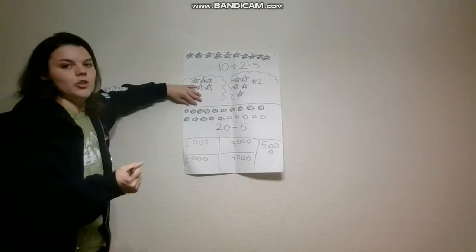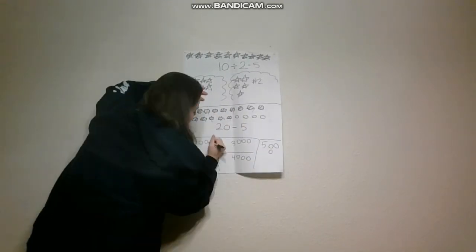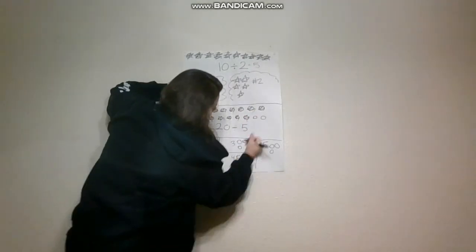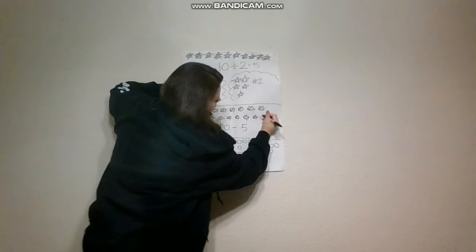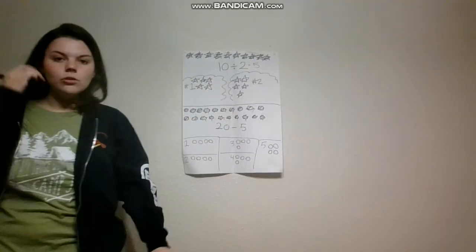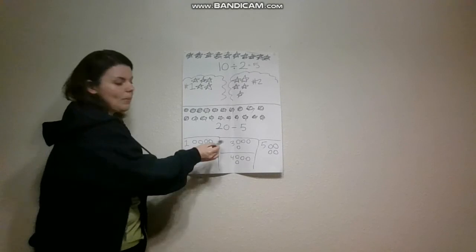So I'm going to do it again. 1 circle, 2 circles, 3 circles, 4 circles, 5 circles. There we go. I'm out of circles. So now I'm just going to count and see that all my groups are even.